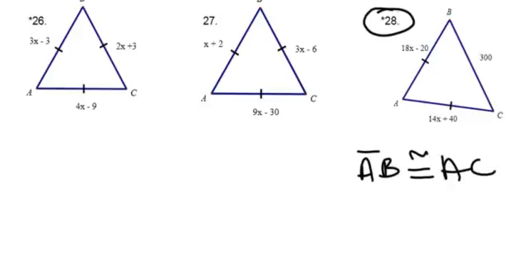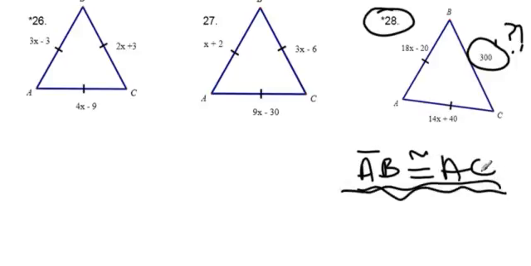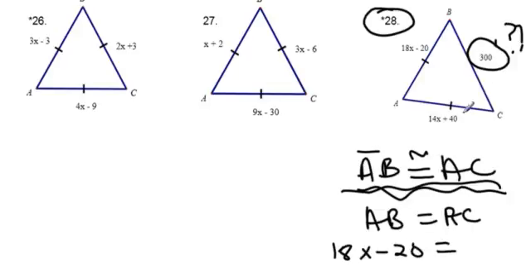We don't know anything about this 300. They just gave us that side. The reason they gave it to us is to see if we knew what to do. What we do is put this statement into algebra. If AB is congruent to AC, then AB is equal to AC. And they gave us AB is 18x minus 20, and that equals AC, which is 14x plus 40.